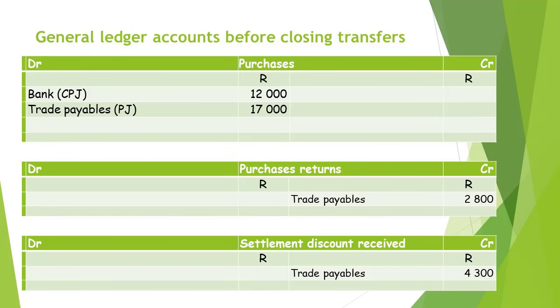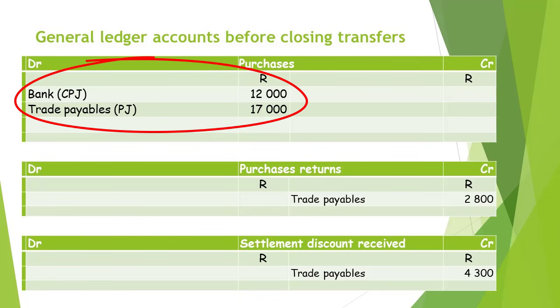In order to do the closing transfers for transactions relating to the inventory of a retail entity using the periodic inventory system, we need to start with the purchases returns and settlement discount received accounts in the general ledger. If we look at the purchases account in the current example, we can see entries posted from the cash payments journal and the purchases journal.